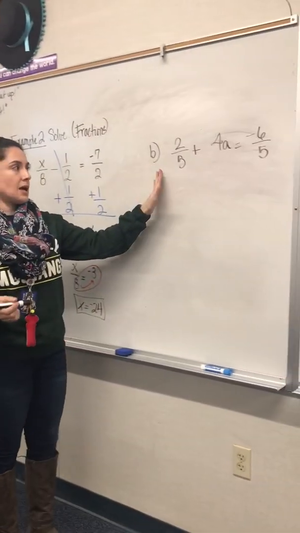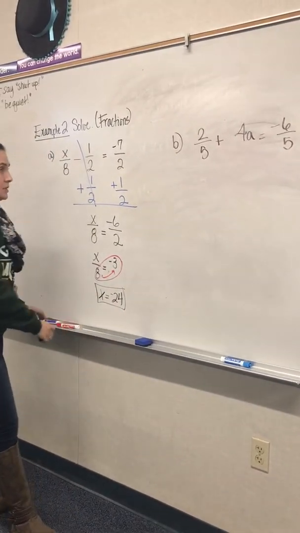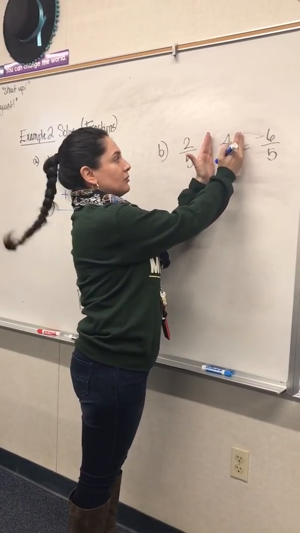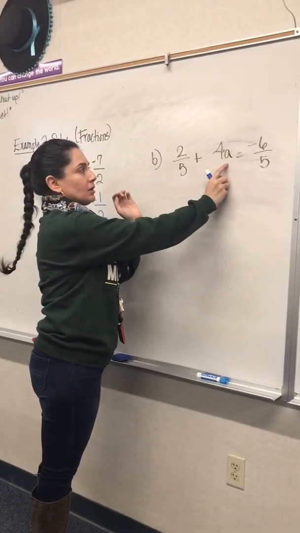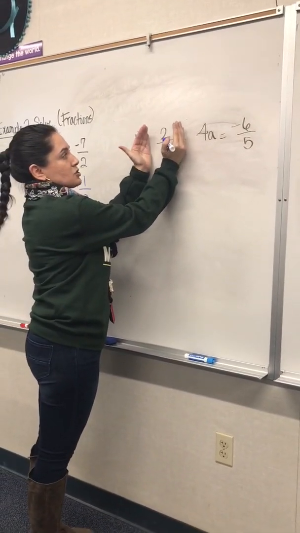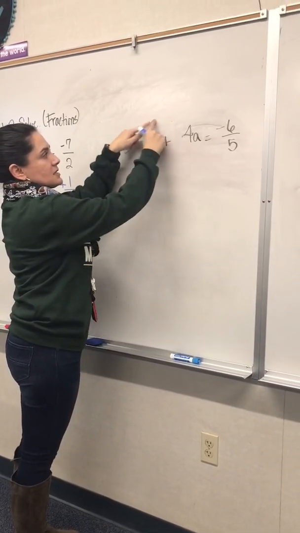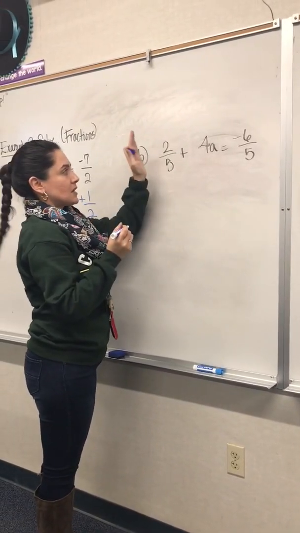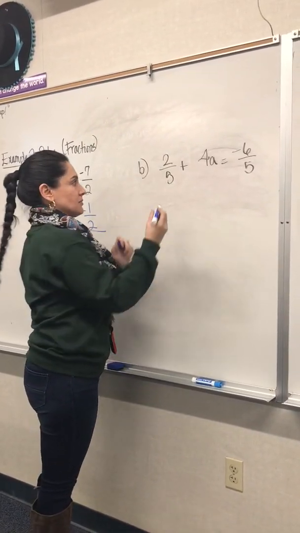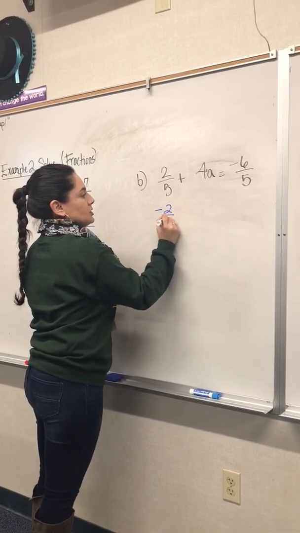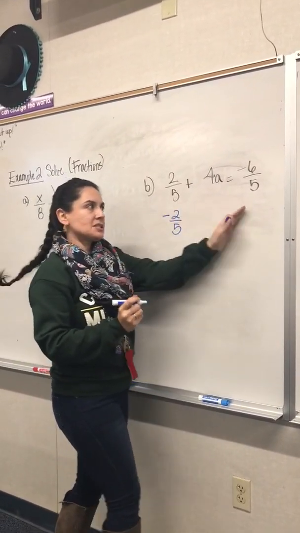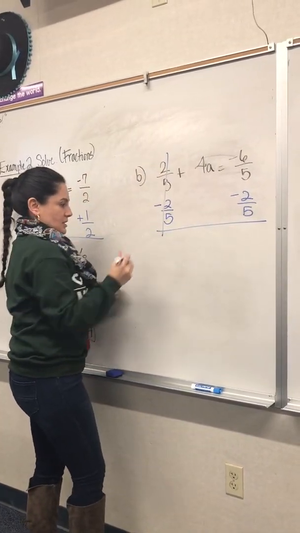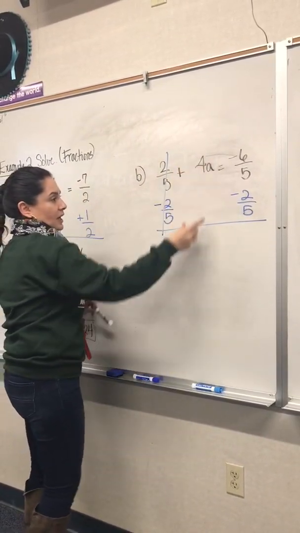Okay, let's look at example B now. So on example B, I know I have plus 4a over here, but I want the a all alone. So that means I need to get rid of the extra piece. In this case, it's the 2/5. So I want a zero pair with 2/5. If that's a positive, then I do the additive inverse, which is a -2/5. What I do to one side, do to the other. These will cancel out. What do I have left?